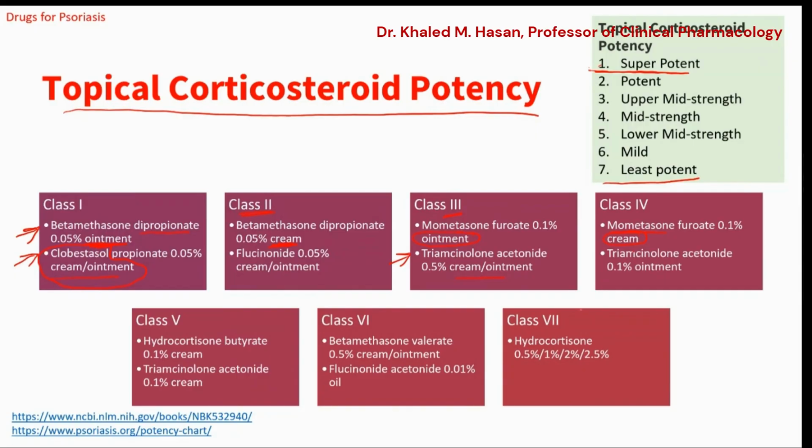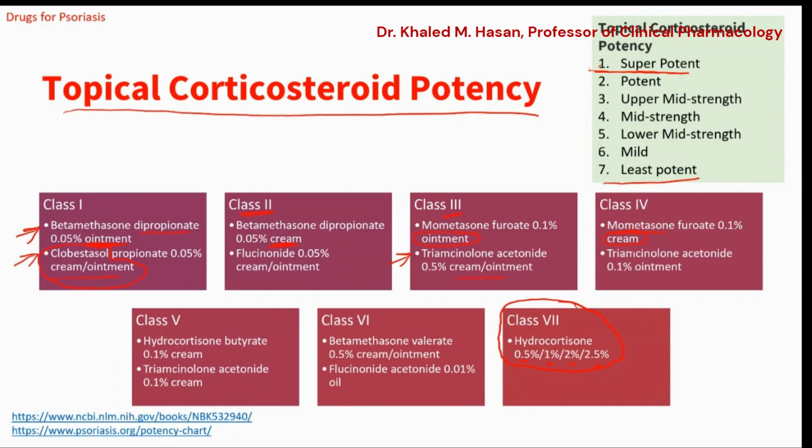Okay, how can I remember? Which medication is considered the least potent? What do you think? Hydrocortisone. Hydrocortisone 0.5, 1, 2, 2.5. In general, hydrocortisone is the least potent. Do you think hydrocortisone is available without prescription in the market? Kawina, Lauren, you can buy hydrocortisone. It's available in the market. You can go and buy it, it's not an expensive medication.